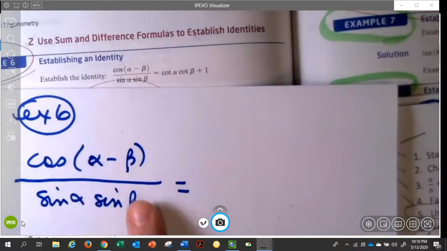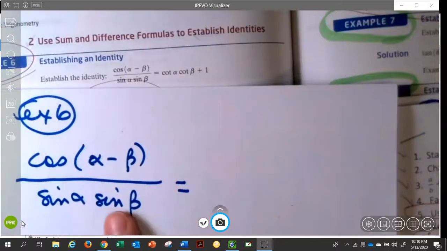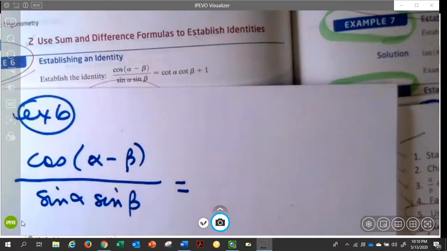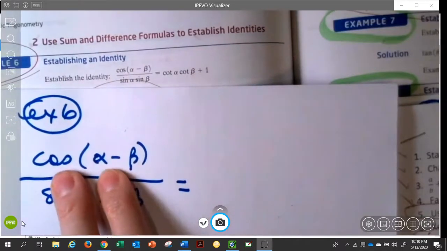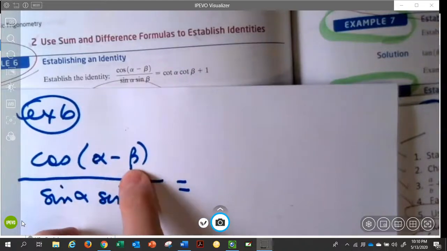So I'm going to start with my numerator. My denominator looks pretty good. It's a sine and a sine, and they're multiplied. That's about as good as that's going to get, unless I start manipulating or squaring or something. But this, we've been playing around with cosine and the alpha and the beta.